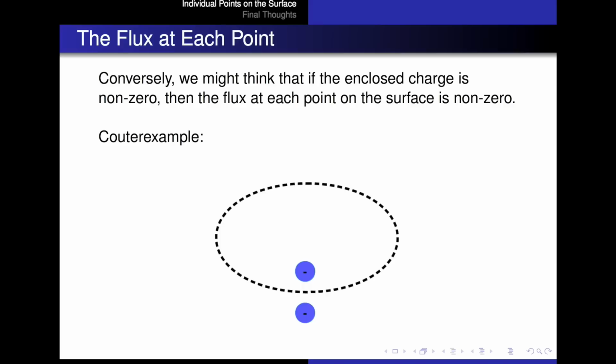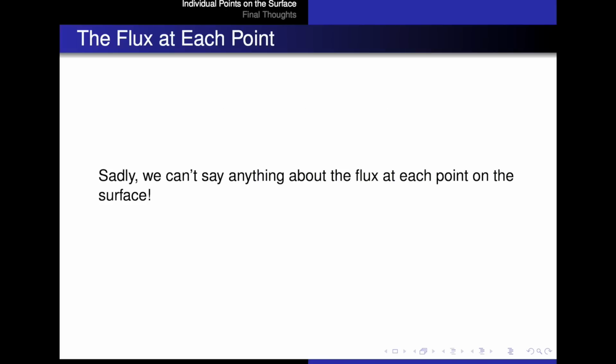Suppose we put a negative charge inside the Gaussian surface and a negative charge outside. Now in this case, the electric field in between the two negative charges right in the center is equal to 0, just by addition of vectors. And so at that one point on the Gaussian surface, the electric flux will actually equal 0. So sadly, we really can't say anything about the flux at each point on the surface.